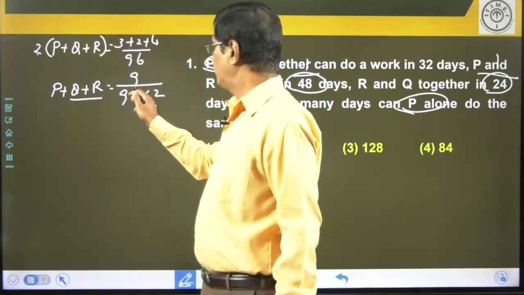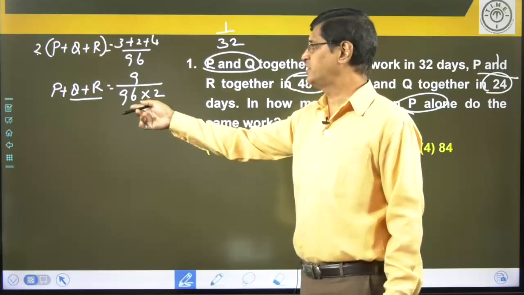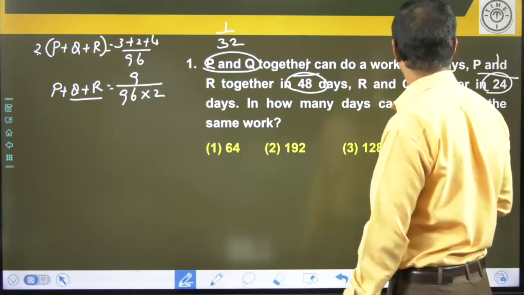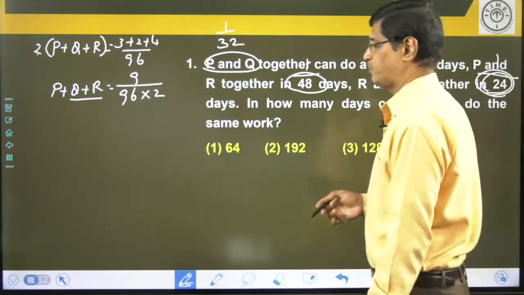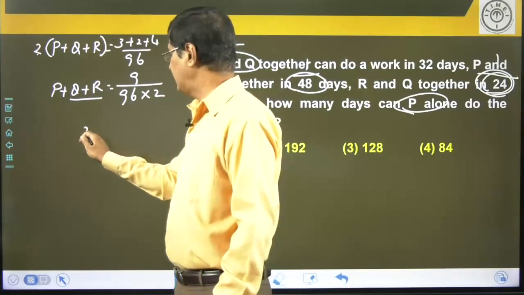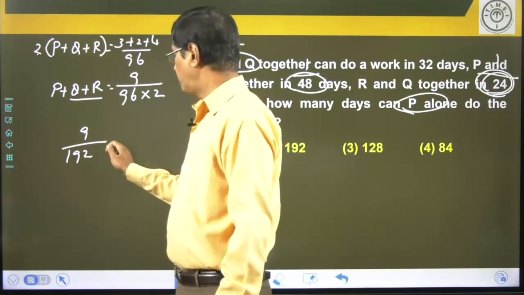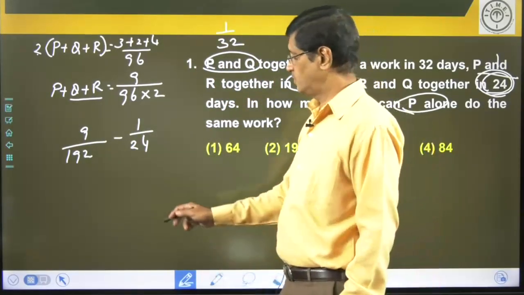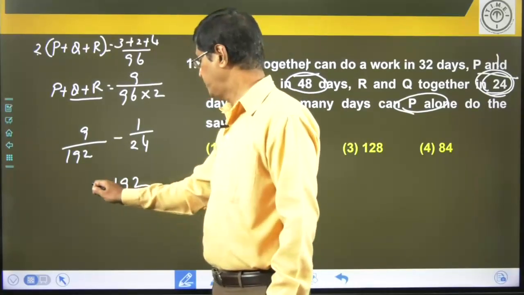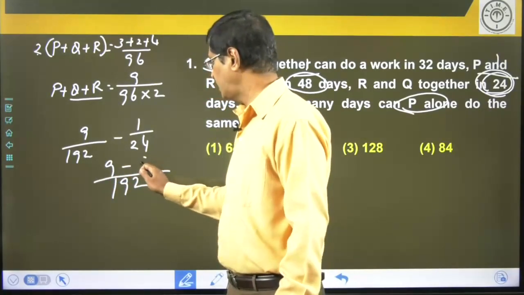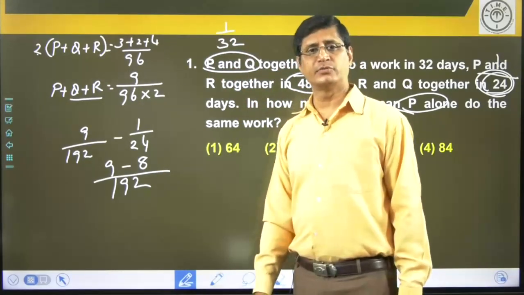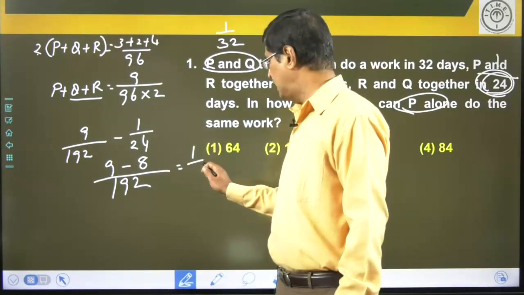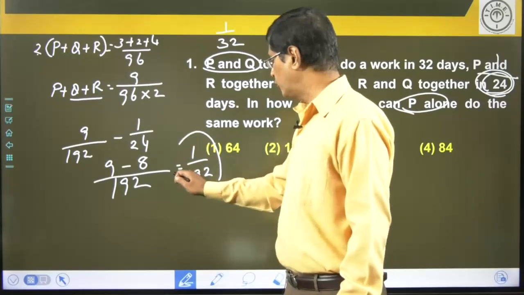Means 9 by 96 into 2. 96 into 2 is equal to 192. Minus Q plus R. What is the value of Q plus R? Q plus R is equal to 1 by 24. So 9 by 192 minus 1 by 24. Simplify this. Of course, 192 is the LCM. So 9 minus 8, since 8 times 24 is 8 times 20, 160, plus 32, 4 times 8, 32. So what is the result? 1 by 192. This is the 1 day work of P.